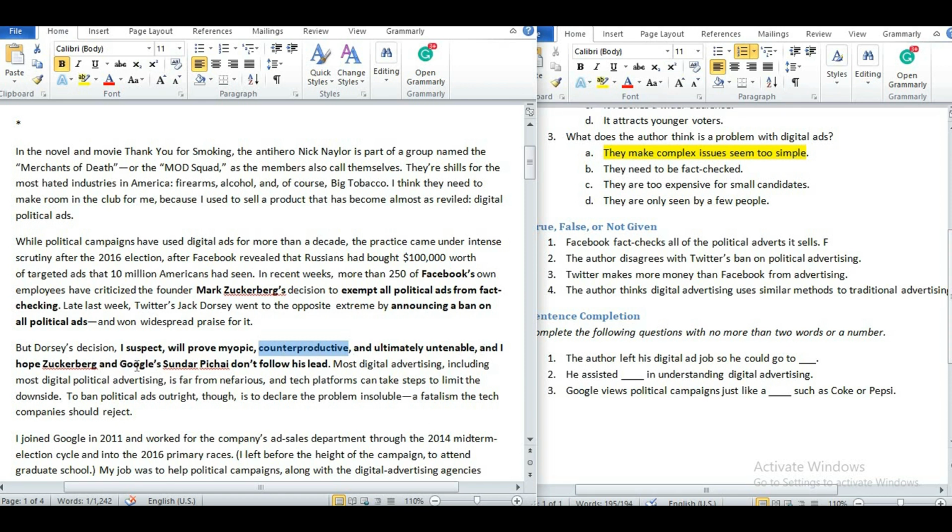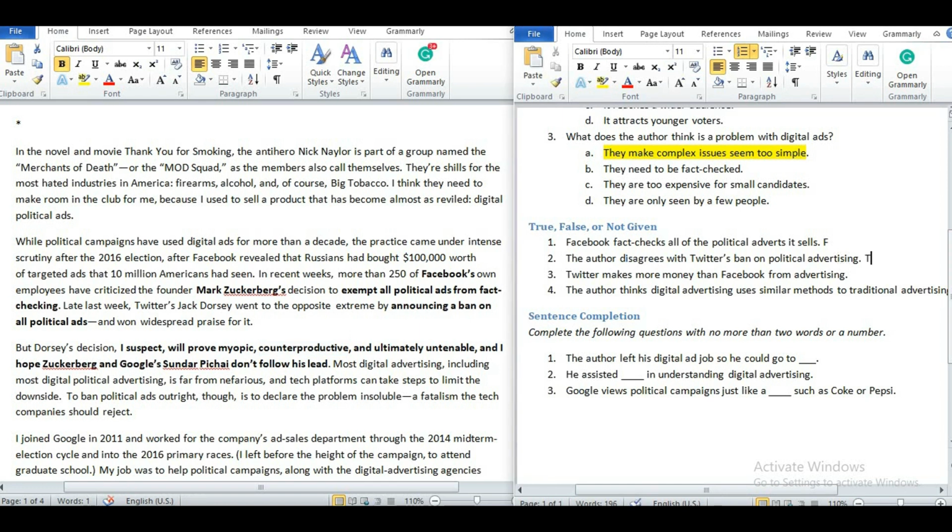I hope Zuckerberg, that's Facebook's boss, and Google's Sundar Pichai don't follow his lead, meaning he hopes that they don't do this. The author disagrees with Twitter's ban on advertising. True, yes, he disagrees with it. Next, Twitter makes more money than Facebook from advertising.